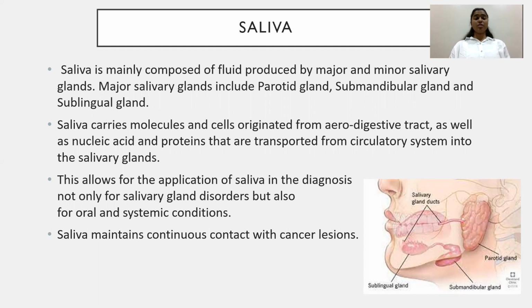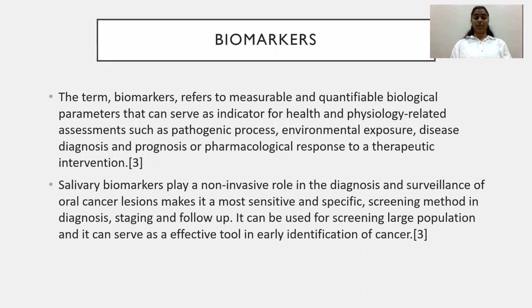Now, the question arises why saliva should be used instead of blood in the early diagnosis of oral cancer. The first is that saliva maintains continuous contact with these cancer regions. Saliva sample collection is an easy, non-invasive approach and also comfortable for the patient. It also contains salivary biomarkers, thus making it appropriate for use in early diagnosis. Now, what is a biomarker?